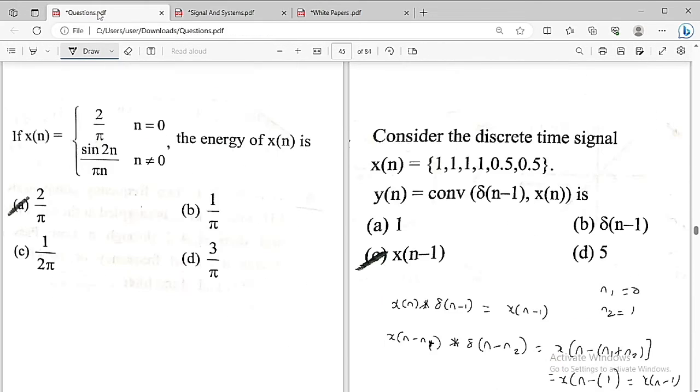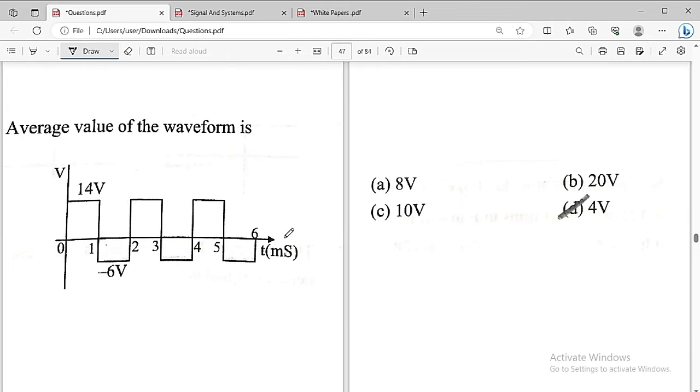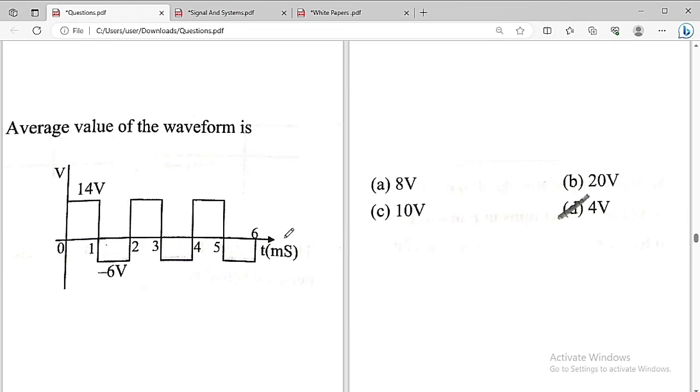Now we are going to solve another question. The question says: what is the average value of the waveform? So basically they are showing some signal waveform and asking what is the average value of the signal that we need to figure out. It is a voltage signal, and it is a square wave.